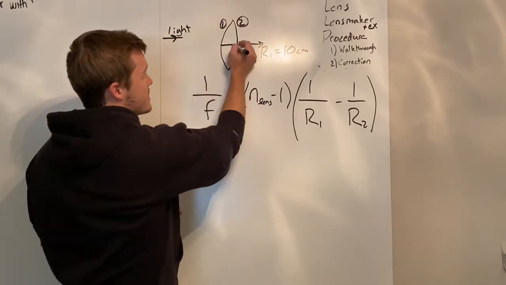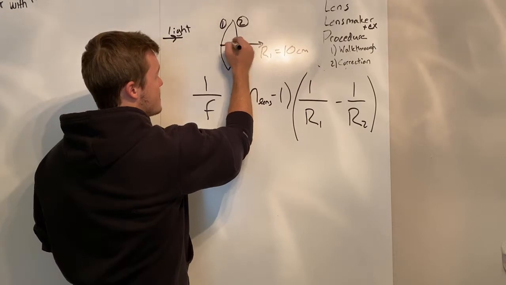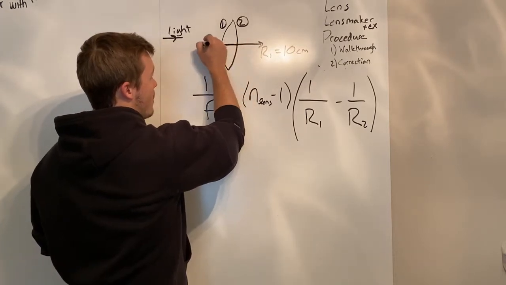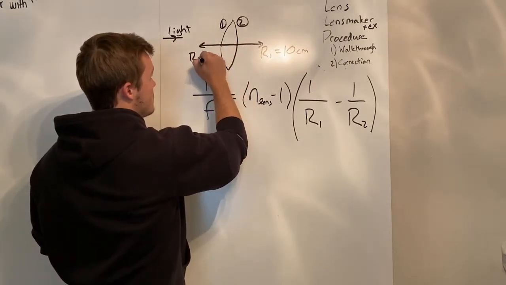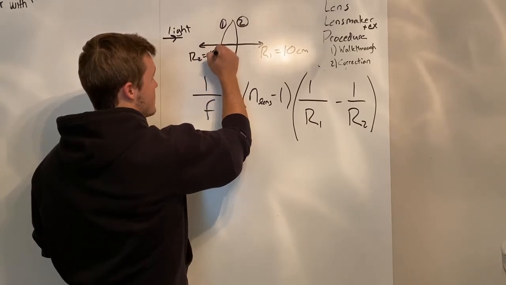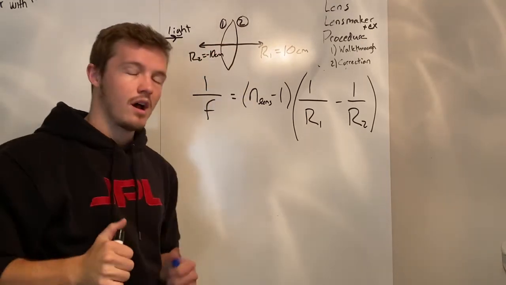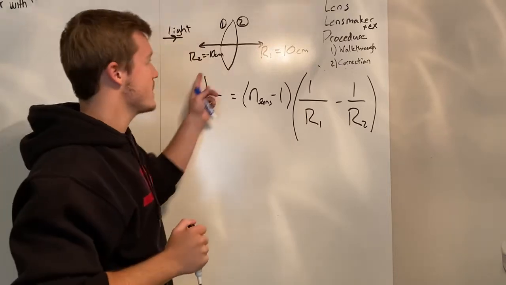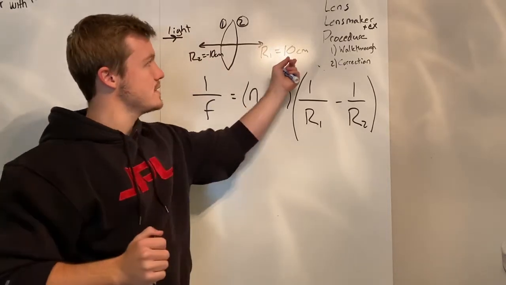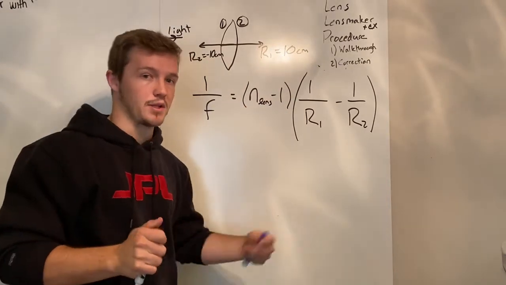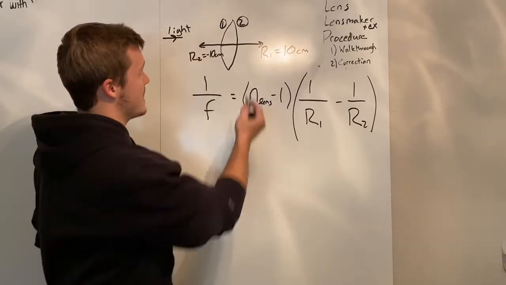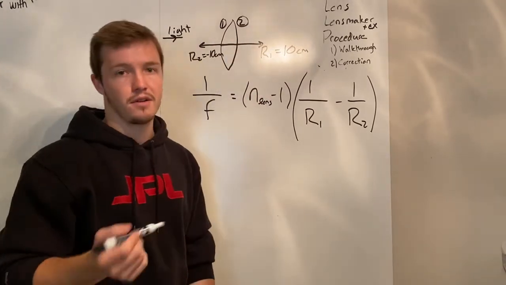Then we're going to say that the radius of curvature of the second lens, or the second surface, R2, is negative 10 centimeters. Okay. Now, oftentimes when you do problems like this, they're not going to tell you whether it's positive or negative. They're going to expect you to figure it out on your own. So they would probably say that each surface has a radius of curvature of 10 centimeters.